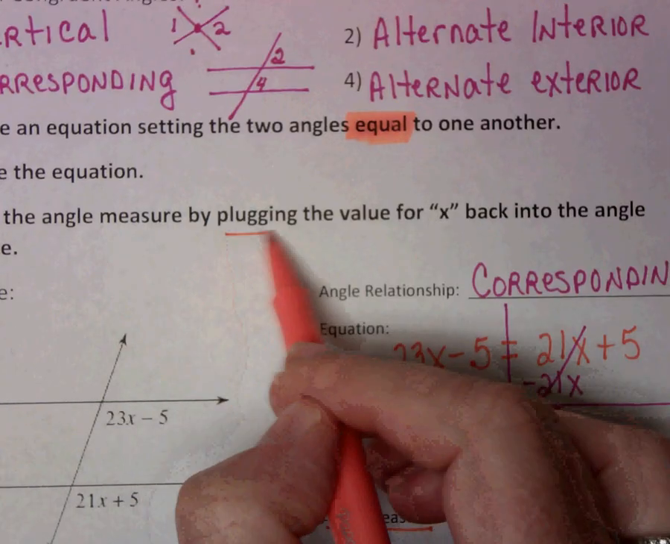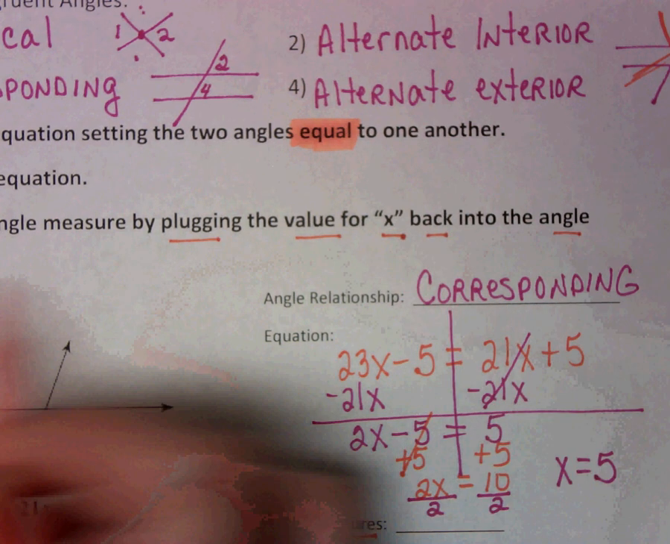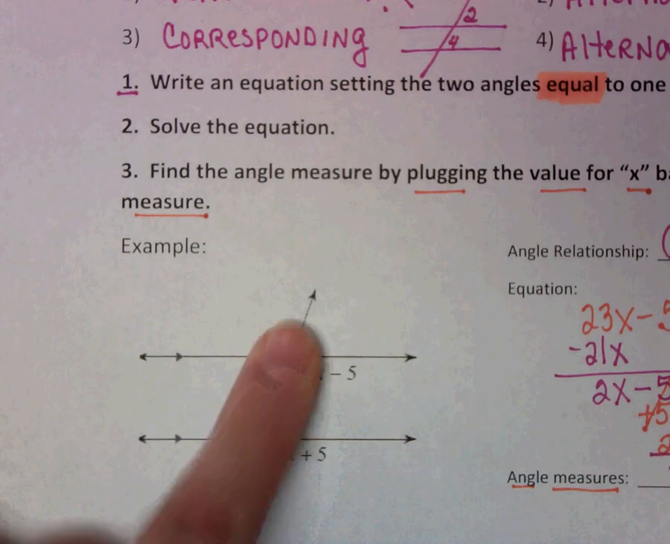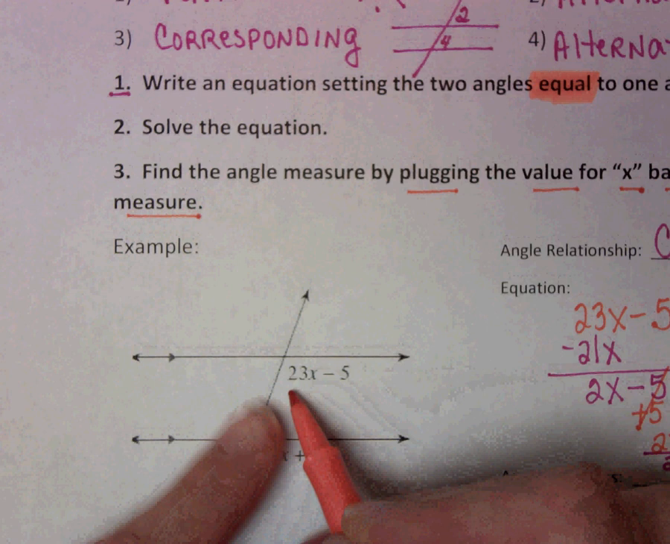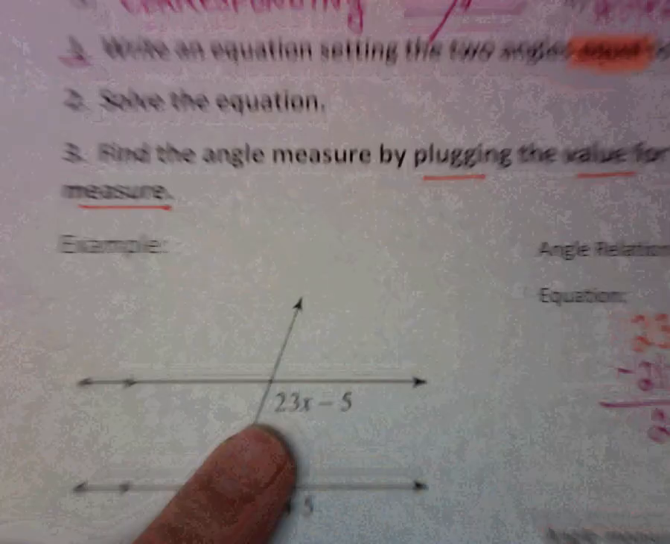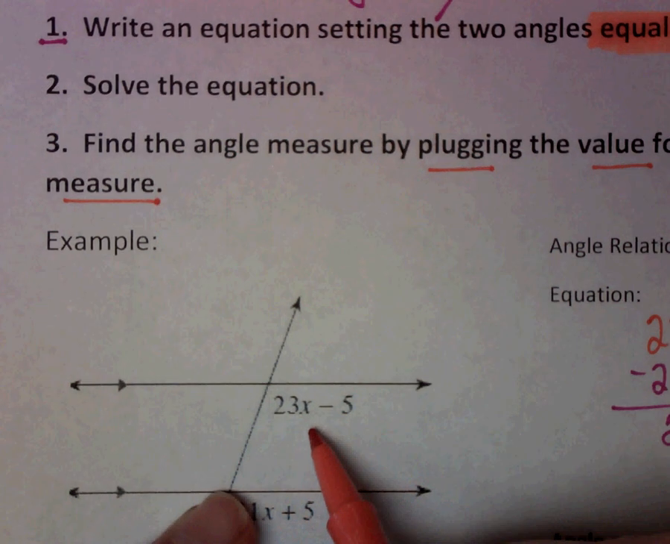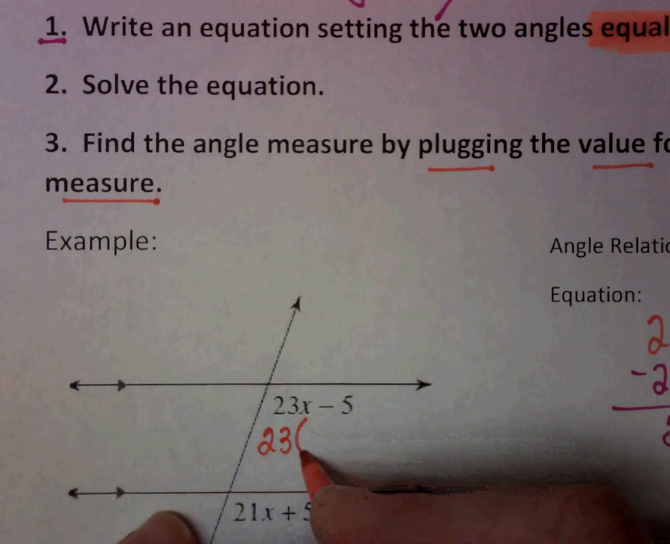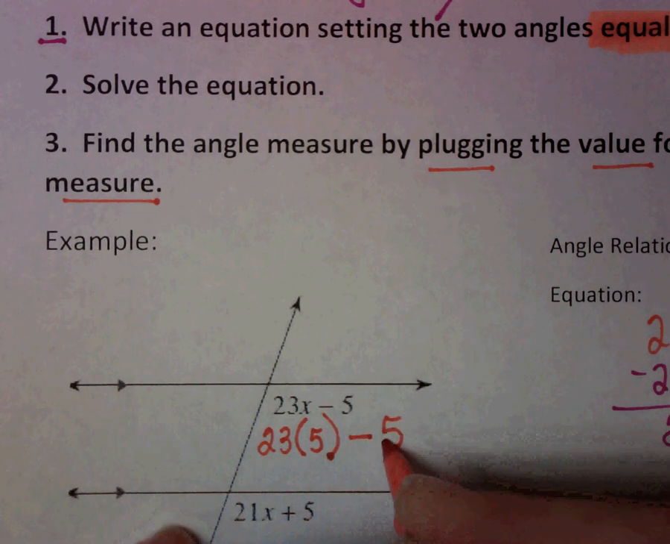And so step 3 here tells us plug the value of x back into the angle measure. So they should be the same, right? So technically we should be able to just pick one. 23x minus 5, remember, means 23 times x minus 5. So I'm going to plug in the 5 right here. 23 times 5 minus 5.